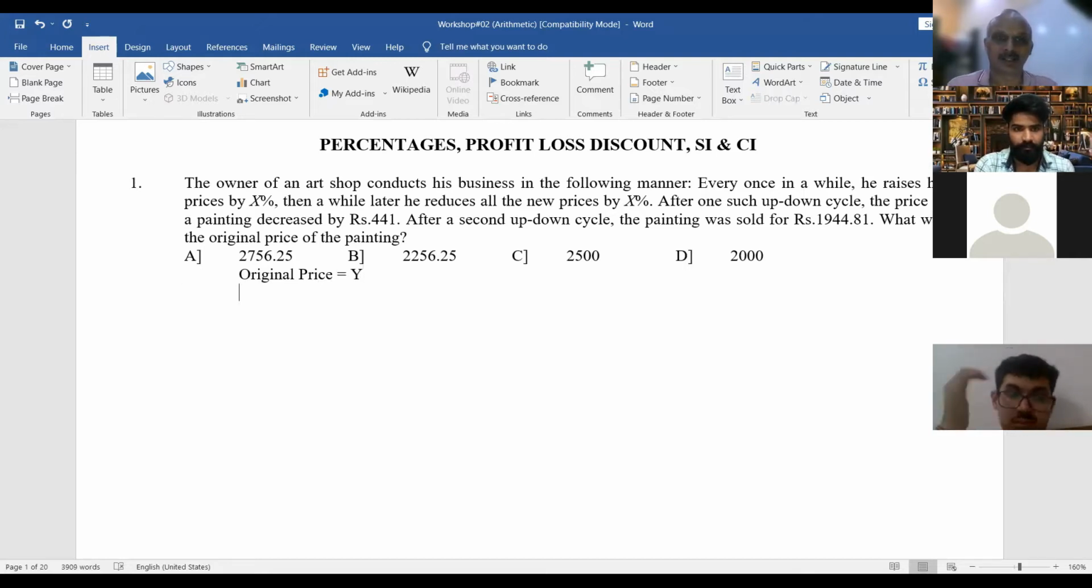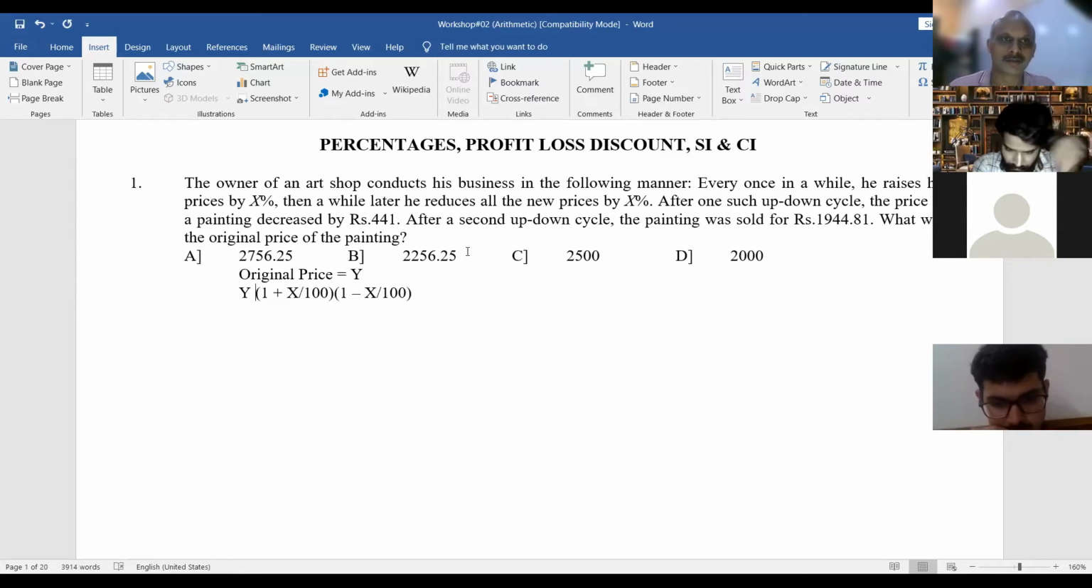Yes, sir. And then you are saying y into 1 minus x %. No, plus first x. This is the price, so it becomes 1 plus x % into 1 minus x %. Am I right? Yes, sir. Sir, with this y we will also do minus 1. Wait a second. y minus this will be equal to 441. Yes, sir. All right, fair enough.